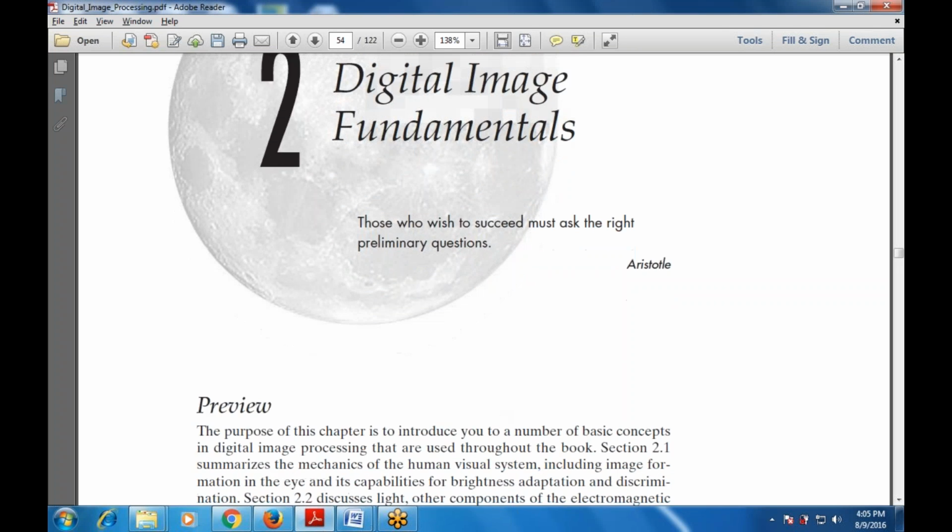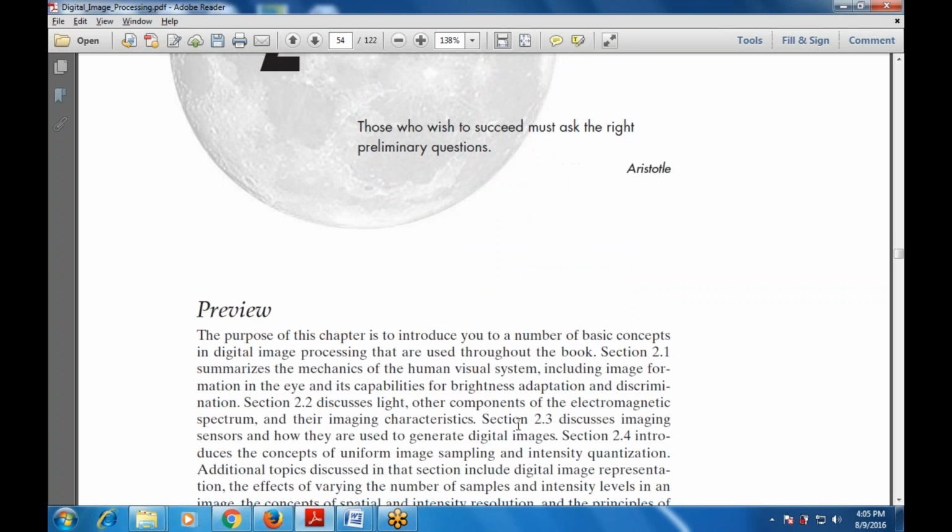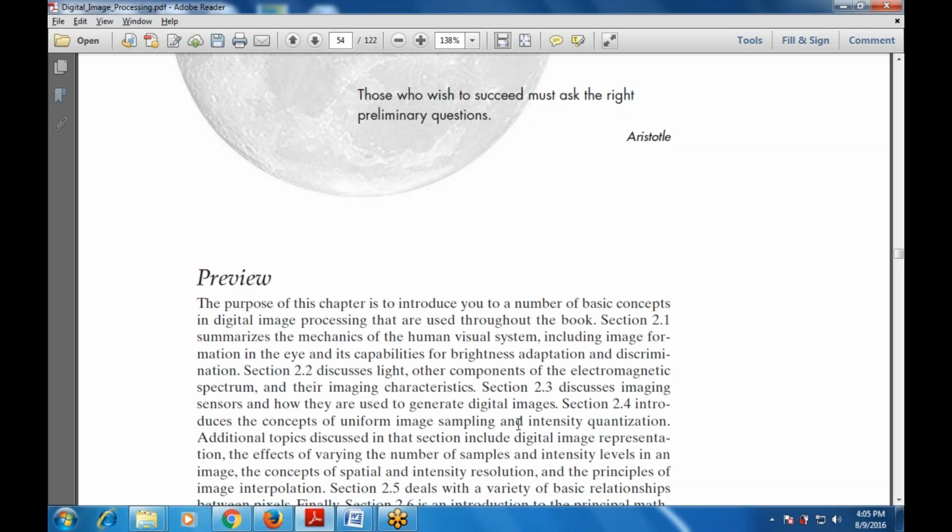Now, the purpose of this chapter is to introduce you to a number of basic concepts in digital image processing that are used throughout the book. This section summarizes the mechanics of the human visual system, including the image formation in the eye and its capability for brightness adaptation and discrimination. So there are three parts: one is brightness, then adaptation, and then discrimination, for the concepts used with the eye and with the digital image.